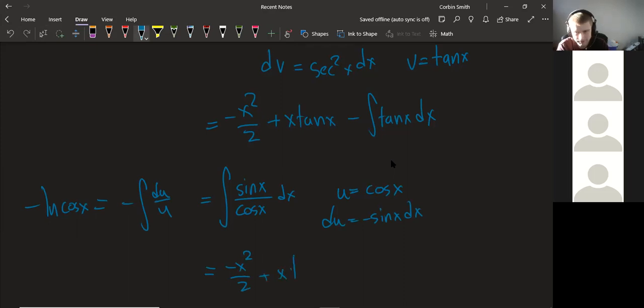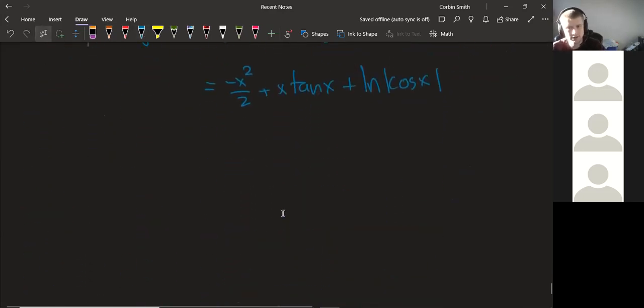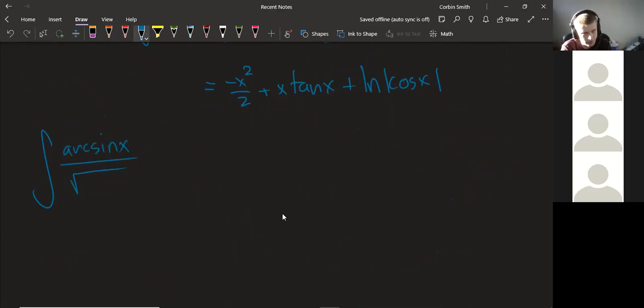So there was a minus here and a minus here, so this should be plus ln cosine x, absolute value thereof. Just got to be careful about that. All right. The next one on my list is the integral of arc sine of x over the square root of 1 plus x dx.